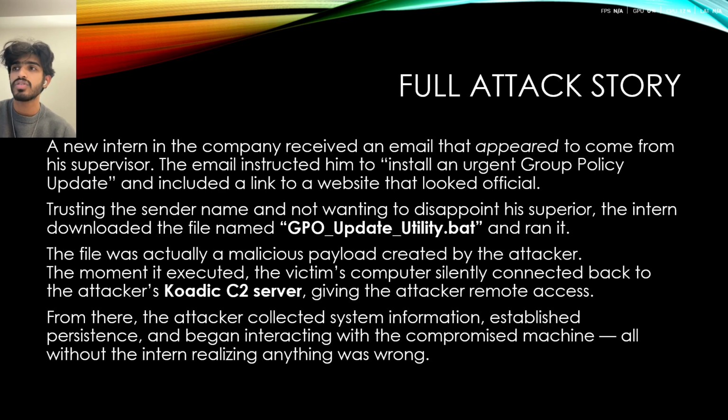On the page, he followed the instructions and downloaded a file called the GPO update utility bat and ran it. As soon as he executed the file, the attacker gained remote connection onto his computer through the Quadic command and control server. From that moment, the attacker could see the system details, run commands, and control the machine, all without the intern noticing anything unusual. And this shows how a simple phishing email can quickly turn into a full remote compromise.